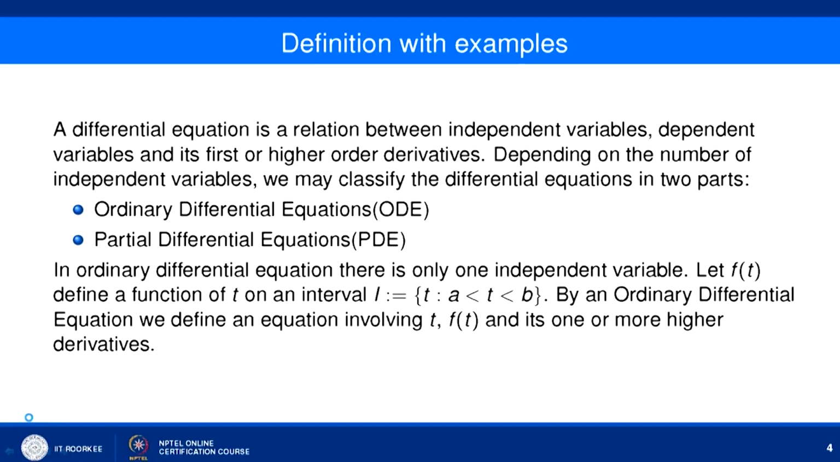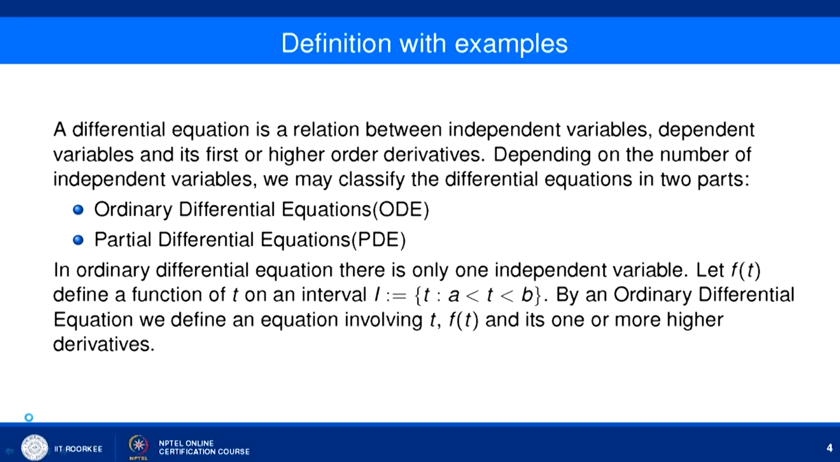As the name indicates, a differential equation is a relation between independent variables, dependent variables and its first or higher order derivatives. For example, if the independent variable is t and the dependent variable is y, it means that y is a function of t, and we can consider the first or higher derivatives, that is y'(t), y''(t) and so on. So, any relation which relates t, y, y'(t), y''(t) and so on is considered to be a differential equation.